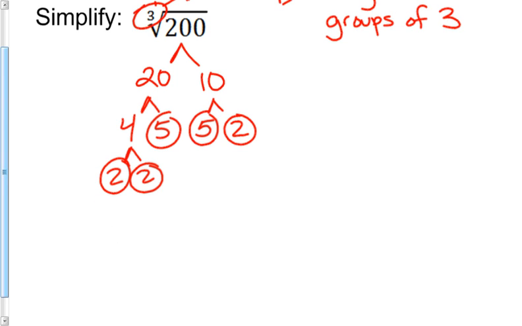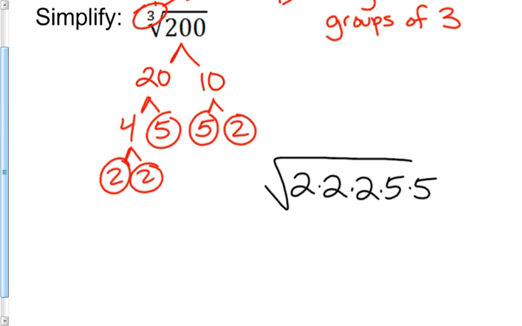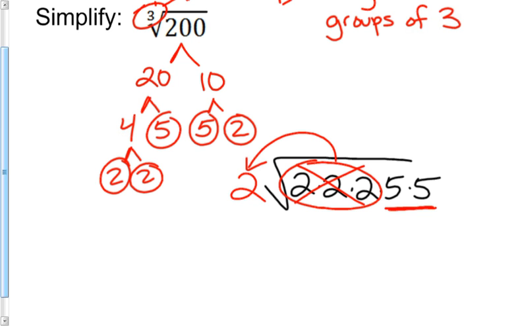So when I go to rewrite this, I've got the cubed root of 2 times 2 times 2 times 5 times 5. And remember that now we're looking for groups of 3. We've got 3 2's. So out of that group of 3, I can pull a 2 out. I've only got 2 5's. So while if this was a square root, I would have been able to pair those 5's up and take 1 out, however, it's now a cubed root, so I can no longer do that.